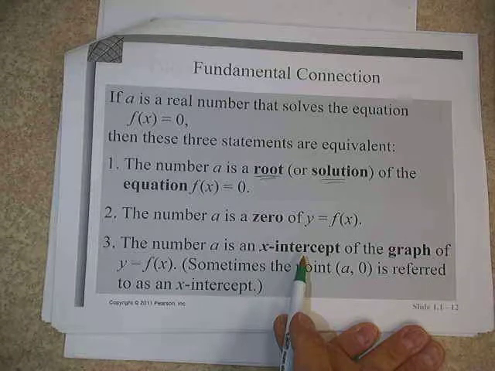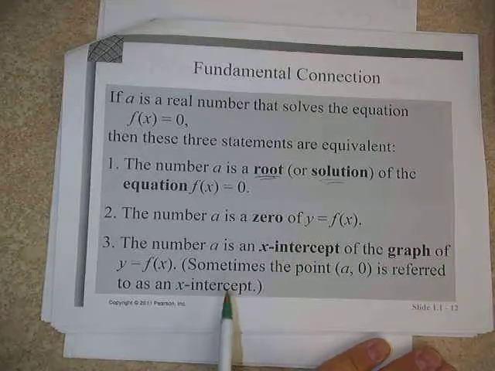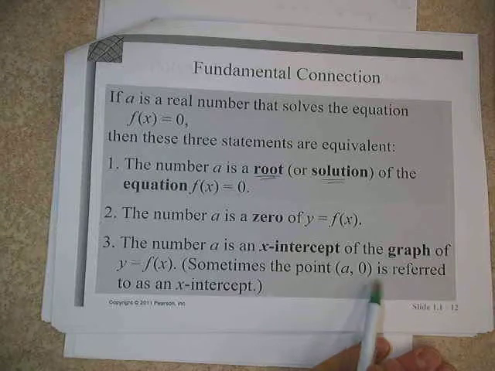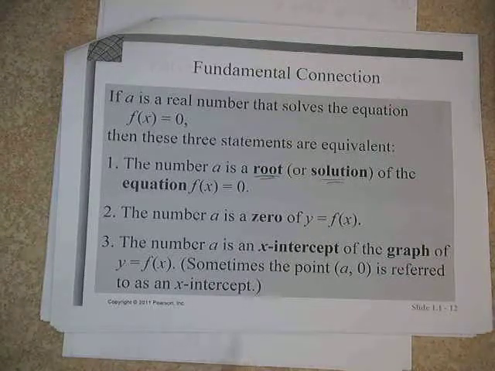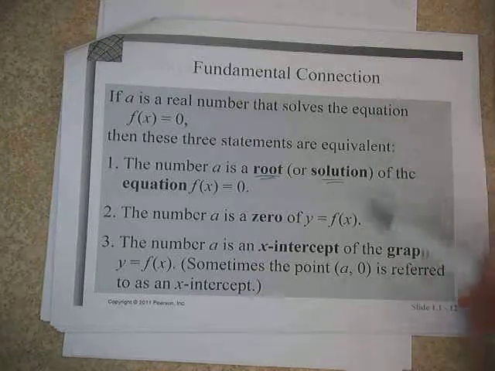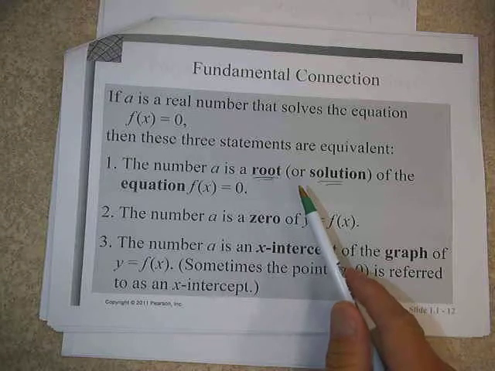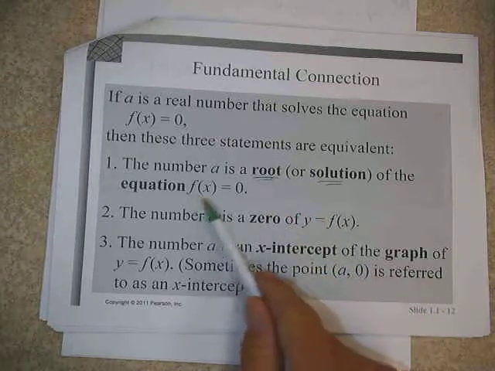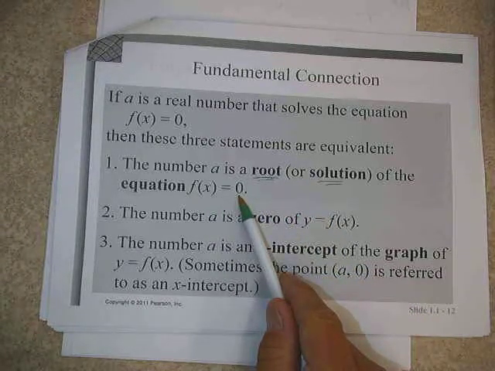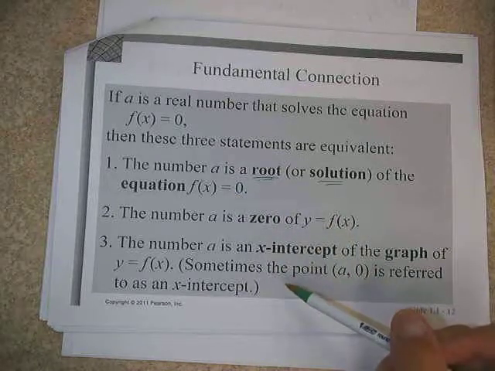And what does that mean from a graphical standpoint? The a that we find, that is the root or the solution or the 0, is an x-intercept on the graph of f of x. So sometimes the point (a, 0) is referred to as an x-intercept, exactly what we just said here. So again, this is the connection essentially between the algebra and the geometry.